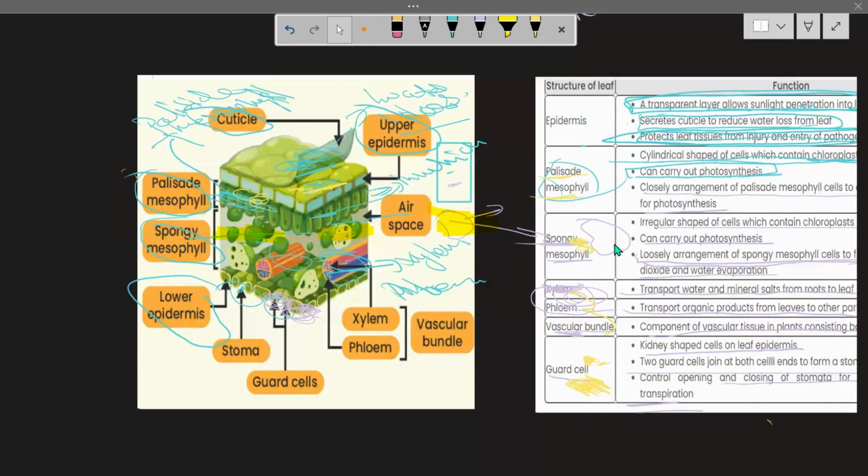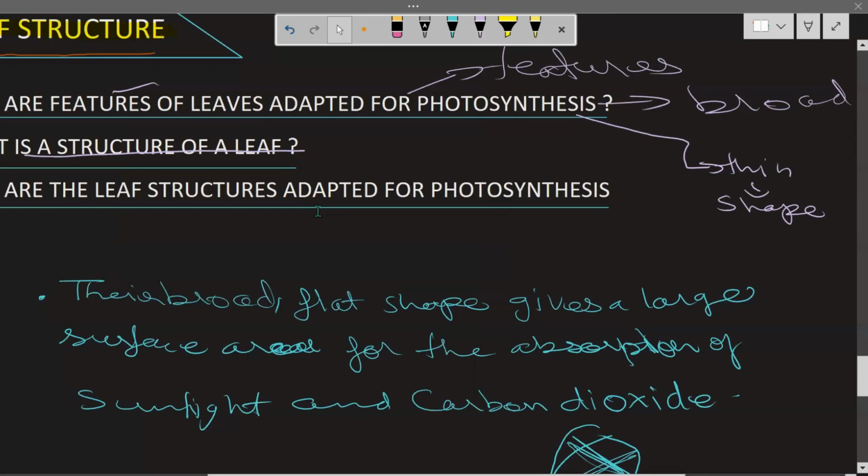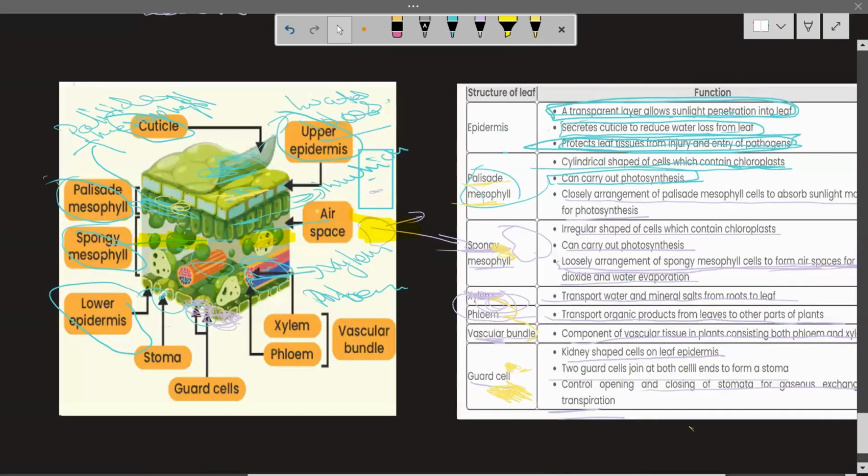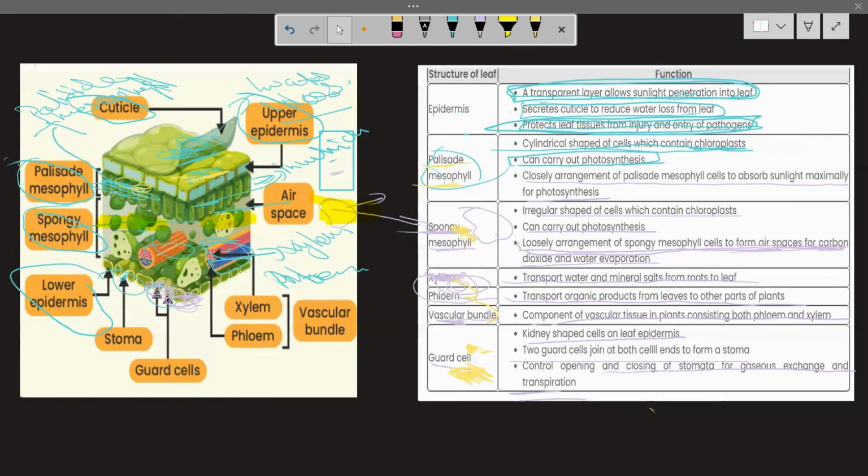So the third point is how are the leaf structures adapted for photosynthesis? As we can see, can you see the epidermis here? This epidermis, a transparent layer, allows sunlight penetration into the leaf. This is one major thing in which it helps in photosynthesis. And the palisade mesophyll, their arrangement helps them in photosynthesis.